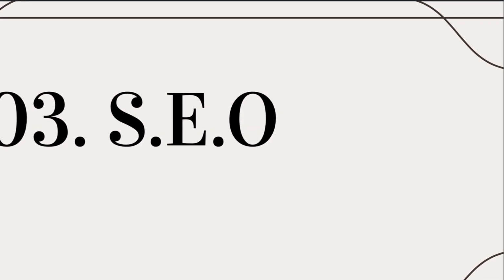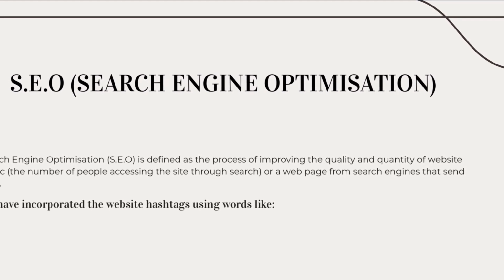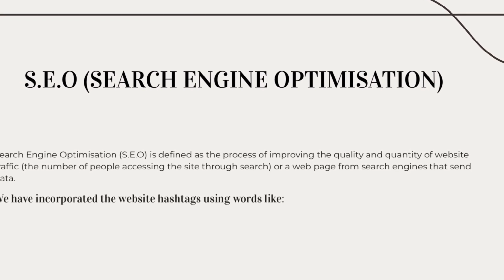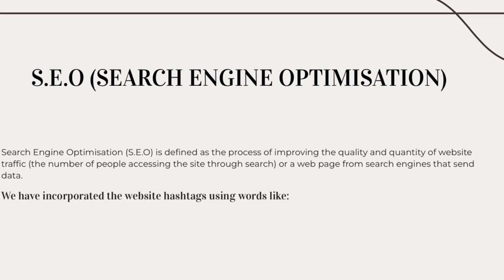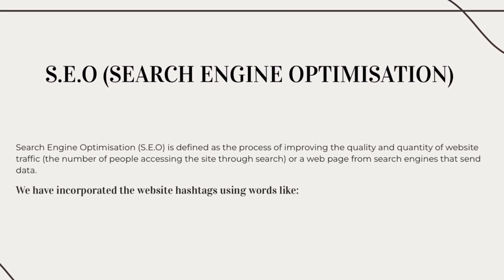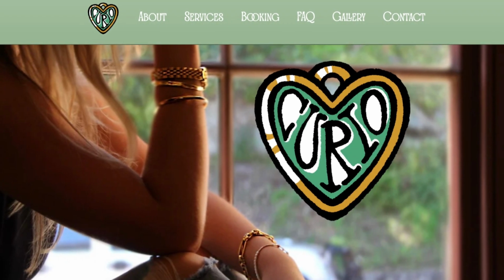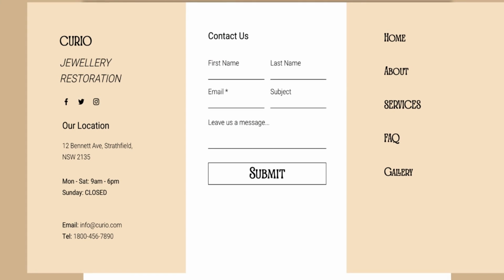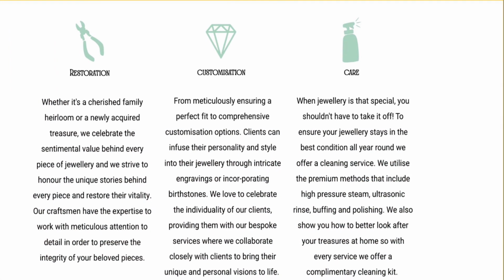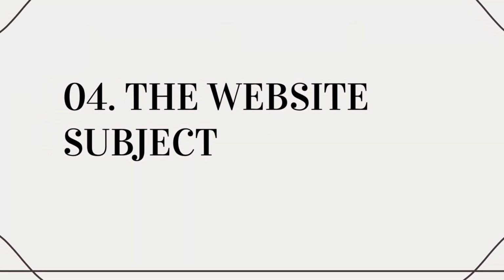3. SEO, which stands for search engine optimization. This is defined as the process of improving the quality and quantity of website traffic, which is the number of people accessing the site through search engines. So we have incorporated website hashtags using words like Curio, and headings like jewelry restoration, services, booking, consultations, transformations, and customizations and care.